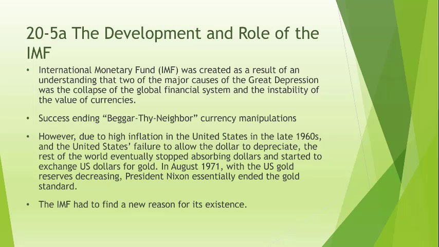In August 1971, with the US gold reserves decreasing, in other words, when these countries came and wanted actual gold for their US dollars, the US had to supply that gold. So it could only go on for so long without changing the amount of ounces of gold you got for a dollar. But President Nixon in 1971 essentially ended the gold standard and moved to try to shore it up with something a little similar but not quite the same, which lasted until 1973.